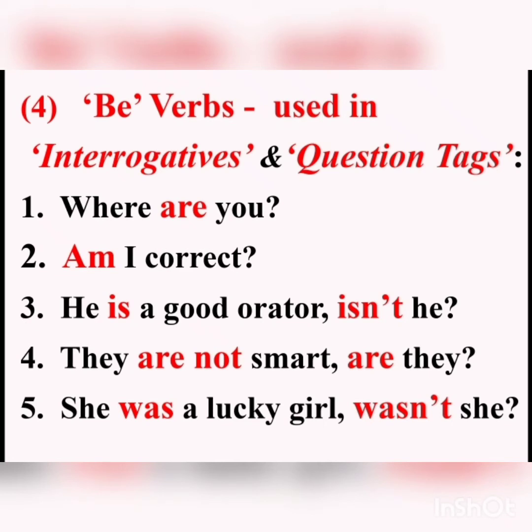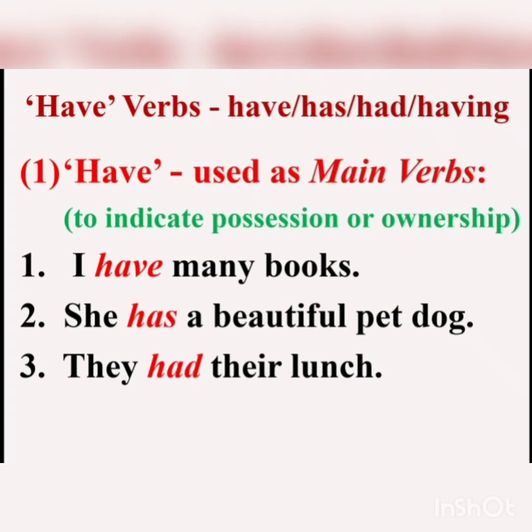They are not smart. Here the statement is in negative, so we have to frame the tag in the positive. Are they? She was a lucky girl. Positive statement with a negative tag. Wasn't she?